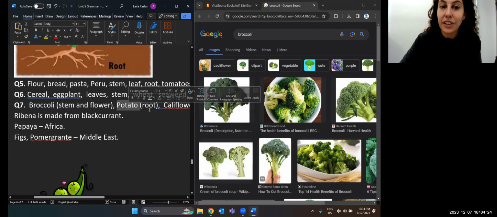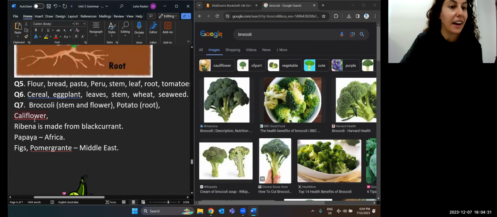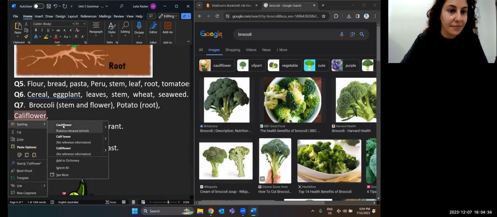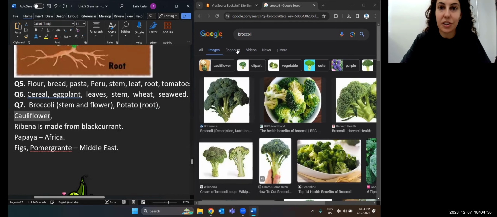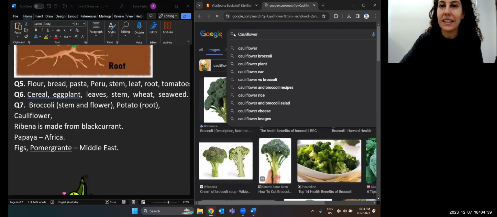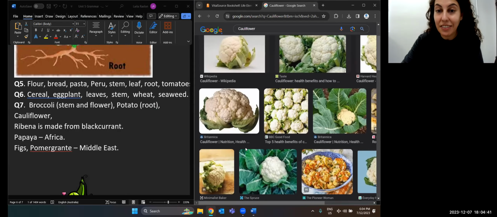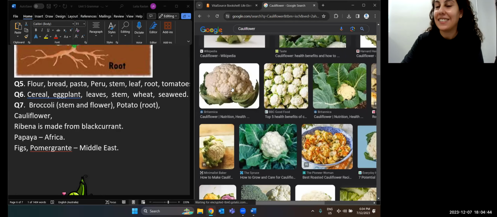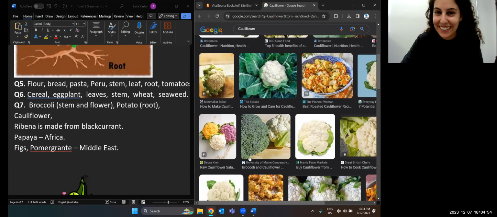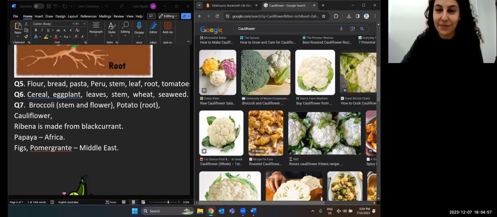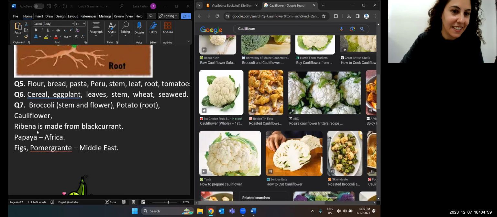So potato, we know it's a root vegetable because it's under the ground, like carrot. Cauliflower. Do you guys know what cauliflower is? Very similar to broccoli. This is a cauliflower. Yes, I love this. It's so good. Cauliflower. So good.